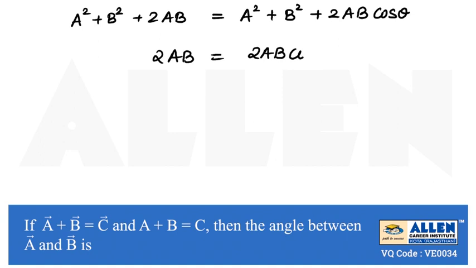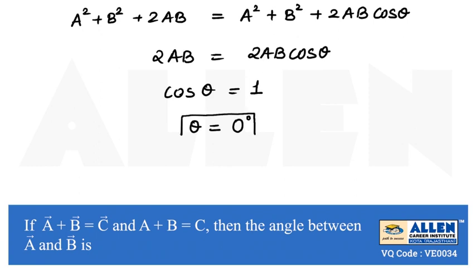On further simplification, we will get cos theta equal to 1, which means this is possible when theta is 0. So the angle between the two vectors is coming out to be 0 degrees. So the final answer of this question is 0 degrees.